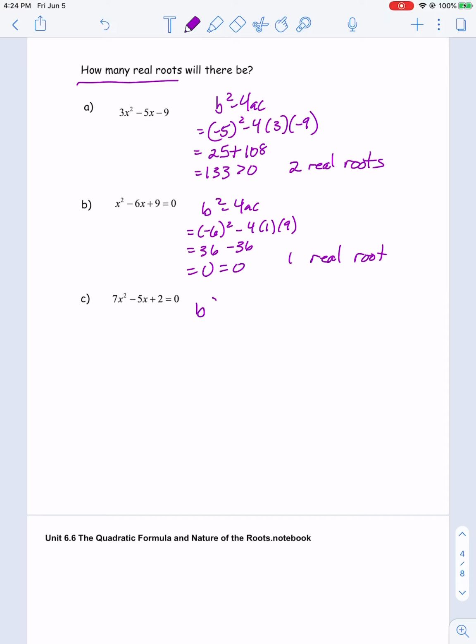And the last one, b squared minus 4ac equals negative 5 squared minus 4 times 7 times 2, which is 25 minus 4 times 2 is 8. Sorry, it's late. Times 7 is 56. 25 minus 56 is negative 31, which is less than 0, and that means 0 real roots. But it also means there's 2 complex ones. Again, you don't really have to do that, but you do need to know it's 0 real roots.